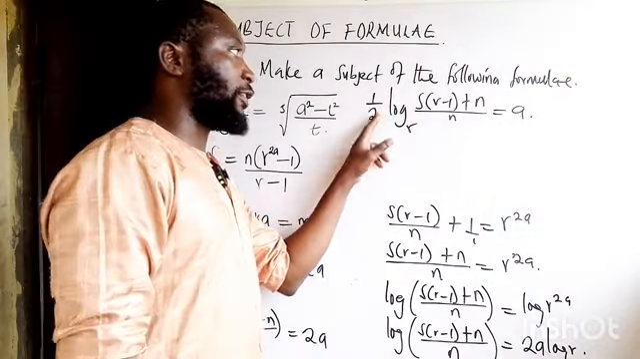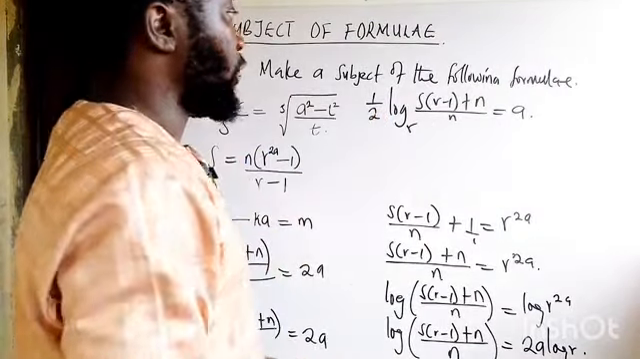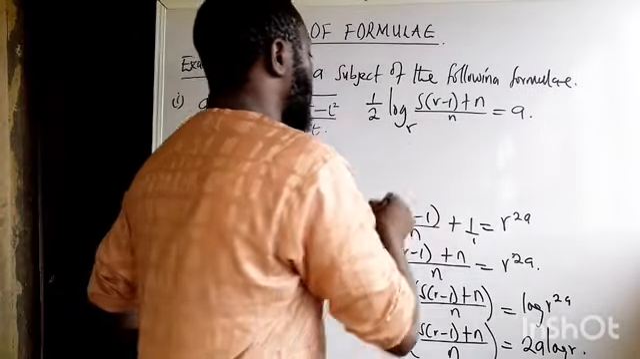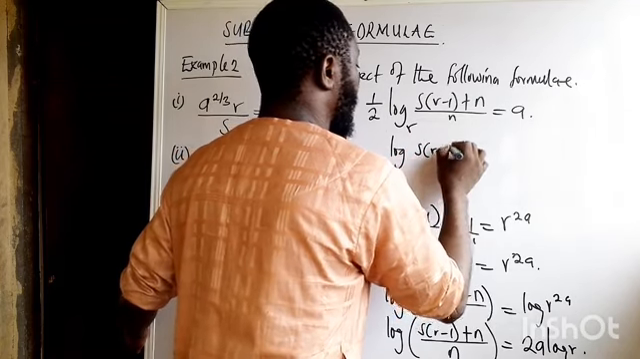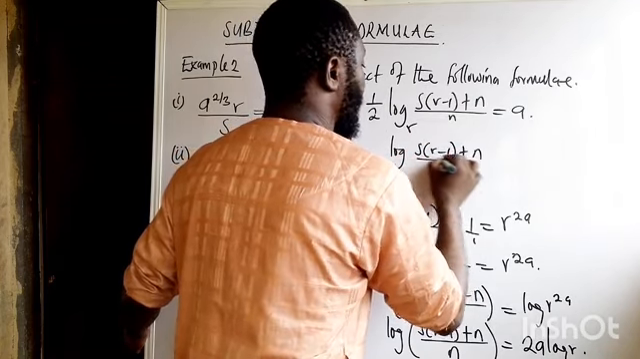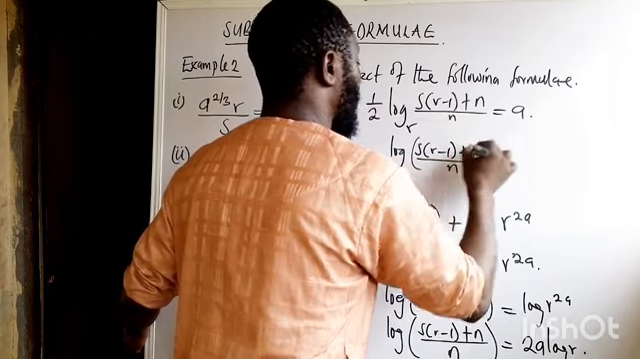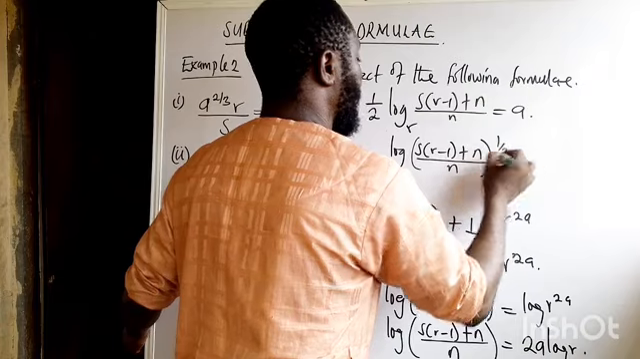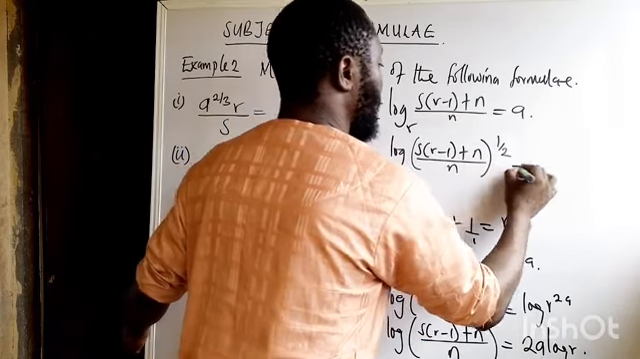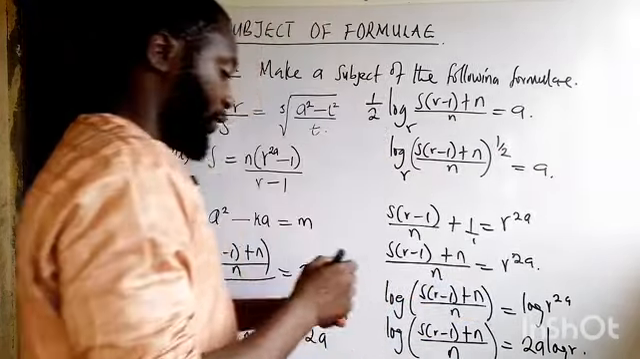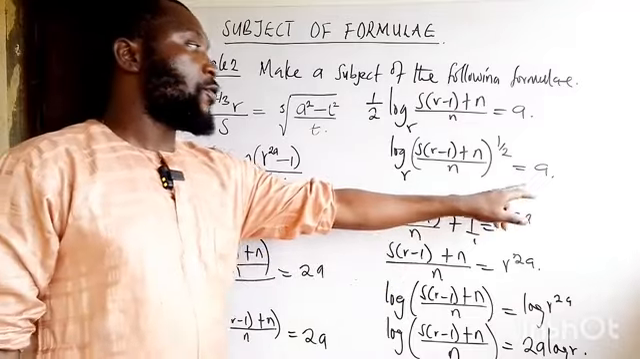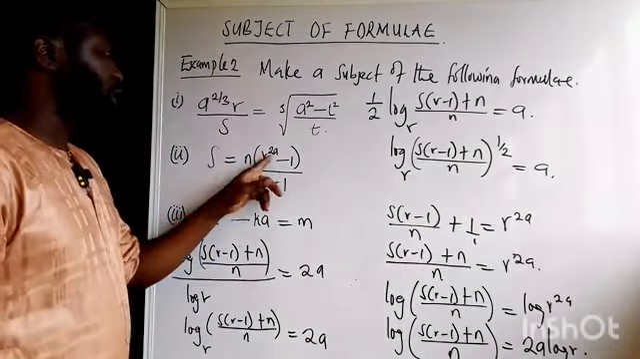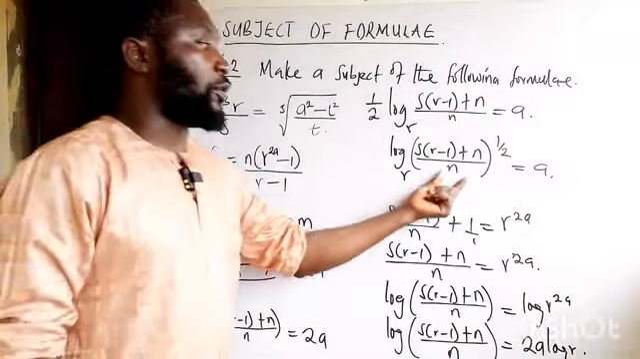And if you want to rewrite this, I can rewrite my final result in logarithms. The coefficient of your log can still be written, we can turn it to a power. So this will now be log of s(r minus 1) plus n, divided by n, everything raised to the power of half, to base r, equals a. And this is the end. So when you make a the subject, this is what you are going to have.